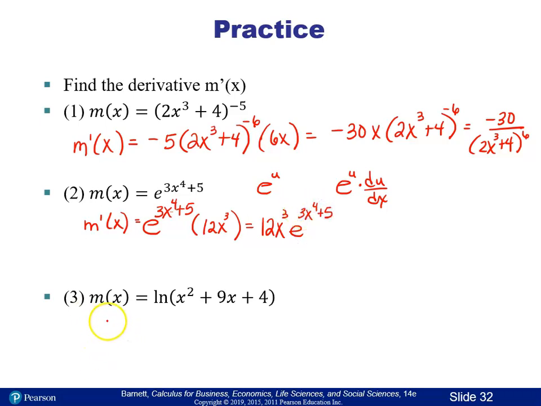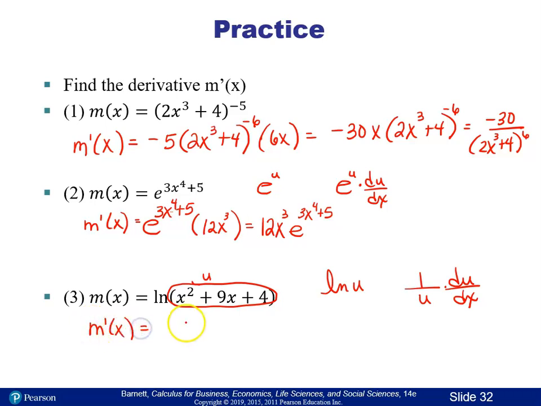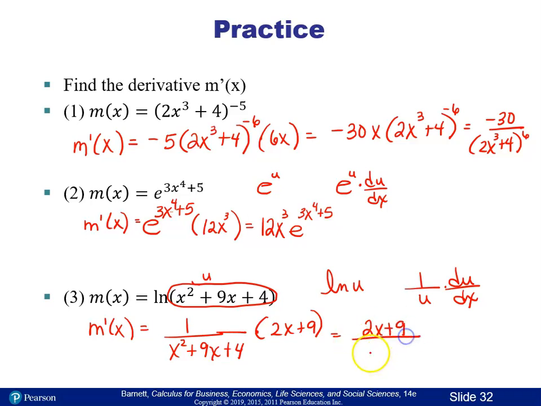All right, the last one here, if you want to think of this as your u, we're starting with the natural log of u. So by the chain rule, this would be 1 over u, because we know the derivative of the natural log of x is 1 over x. So the derivative of the natural log of u is 1 over u times du dx. That means the derivative is going to be 1 over all of this, times the derivative of that, which would be 2x plus 9. So we'll have 2x plus 9 over x squared plus 9x plus 4.